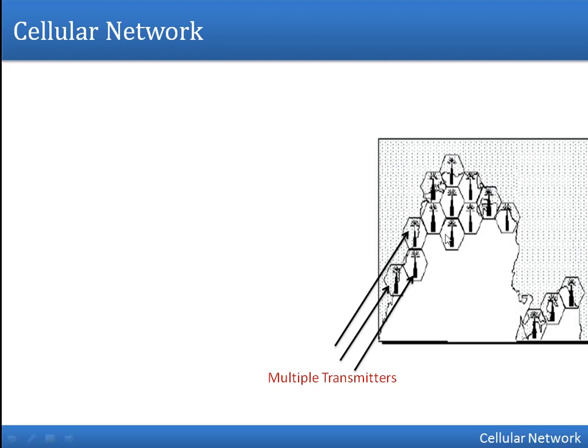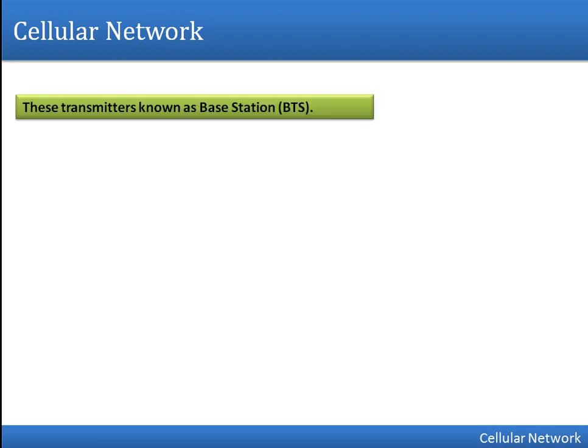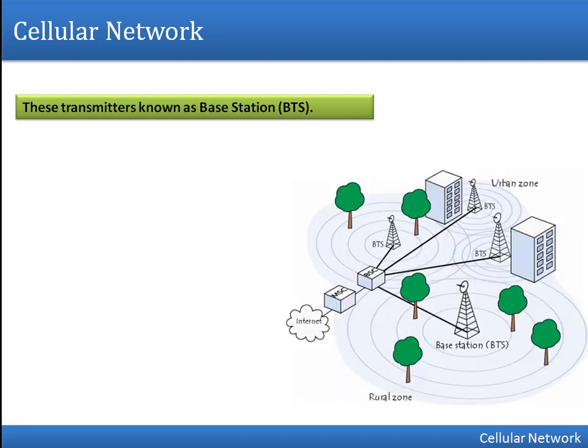This hexagonal shape is showing which area they are covering. So this station is covering this area, this station is covering this area, and this station is covering this area. So in cellular network we have multiple transmitters. Instead of using a single powerful transmitter, use multiple low power transmitters. These transmitters are used for both transmitting and receiving, so they are also known as transceivers, and we call them base stations.